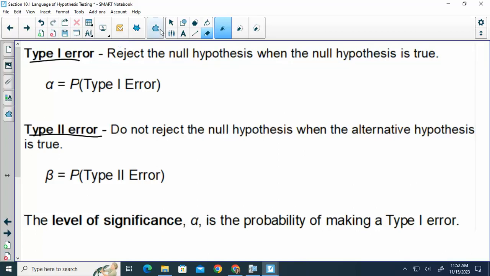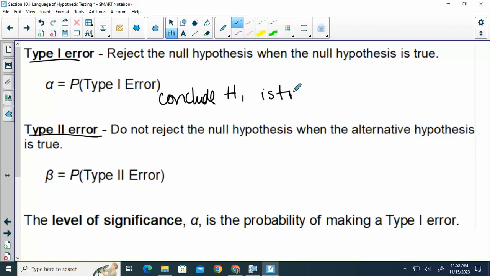What I remember, type 1 is when you conclude the alternative, H1, is true. Type 1, you're concluding H1. But the whole thing with error is you're mistaken. Okay? We concluded the alternative, but we were wrong. So then type 2 is the opposite. It's when you conclude the null, H sub 0, is true.